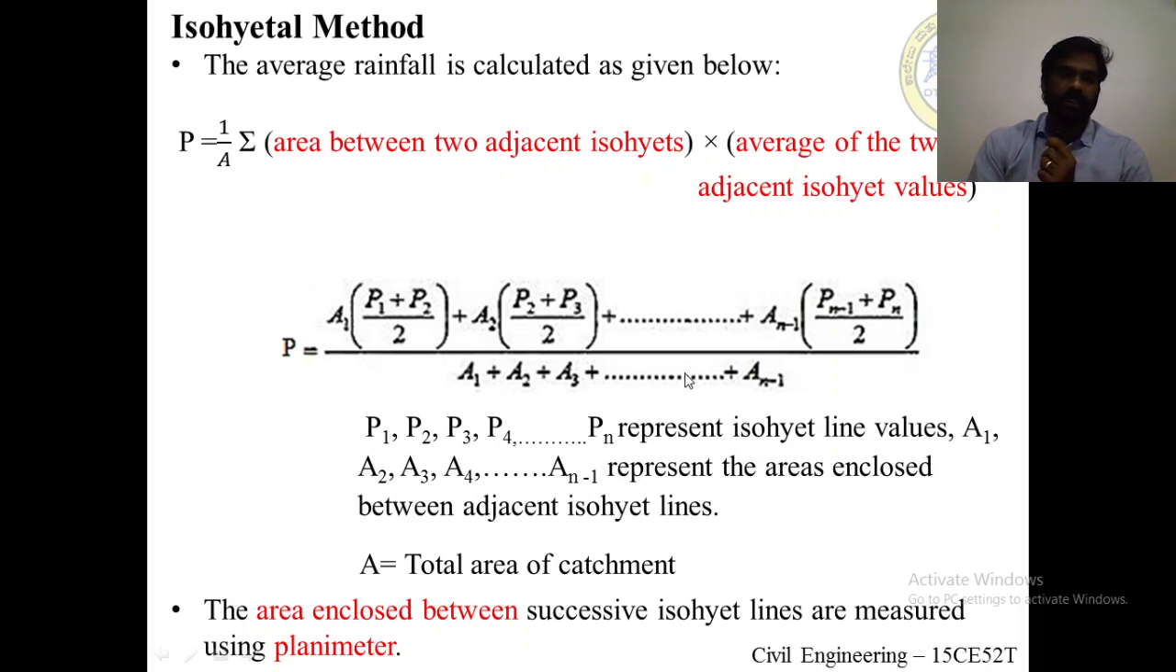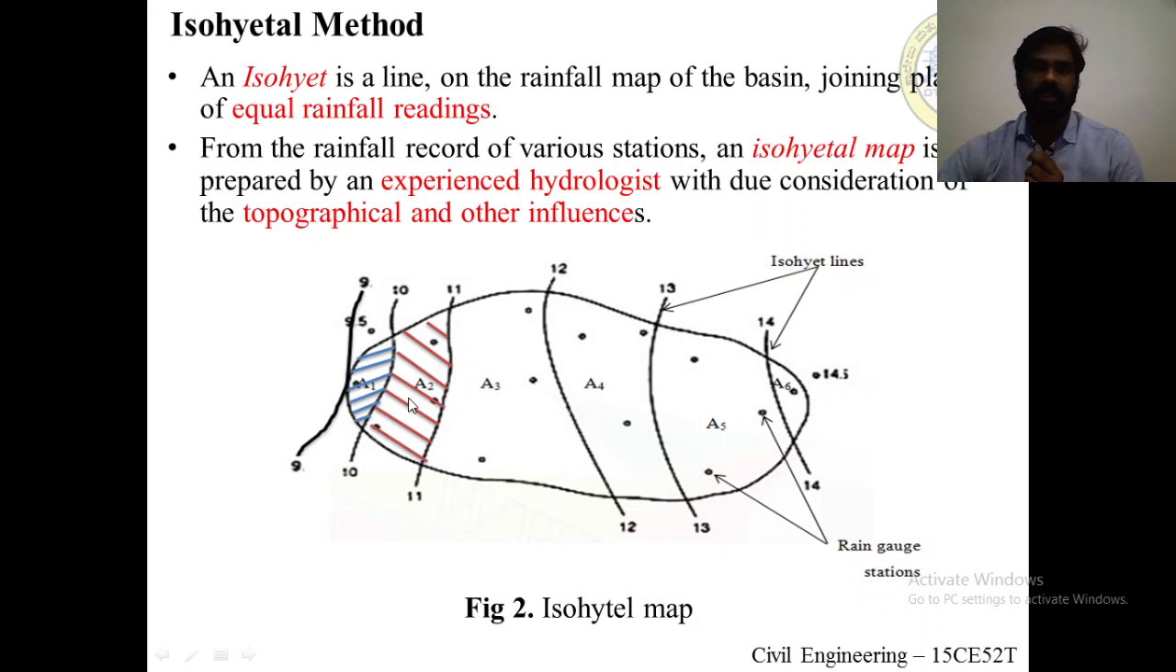And this method gives accurate results, more accurate than the other two methods. But there are some limitations to this method. The limitations are that we have to draw a new isohyetal map every time for every rainfall, and the accuracy of the isohyetal map depends upon the experienced hydrologist.